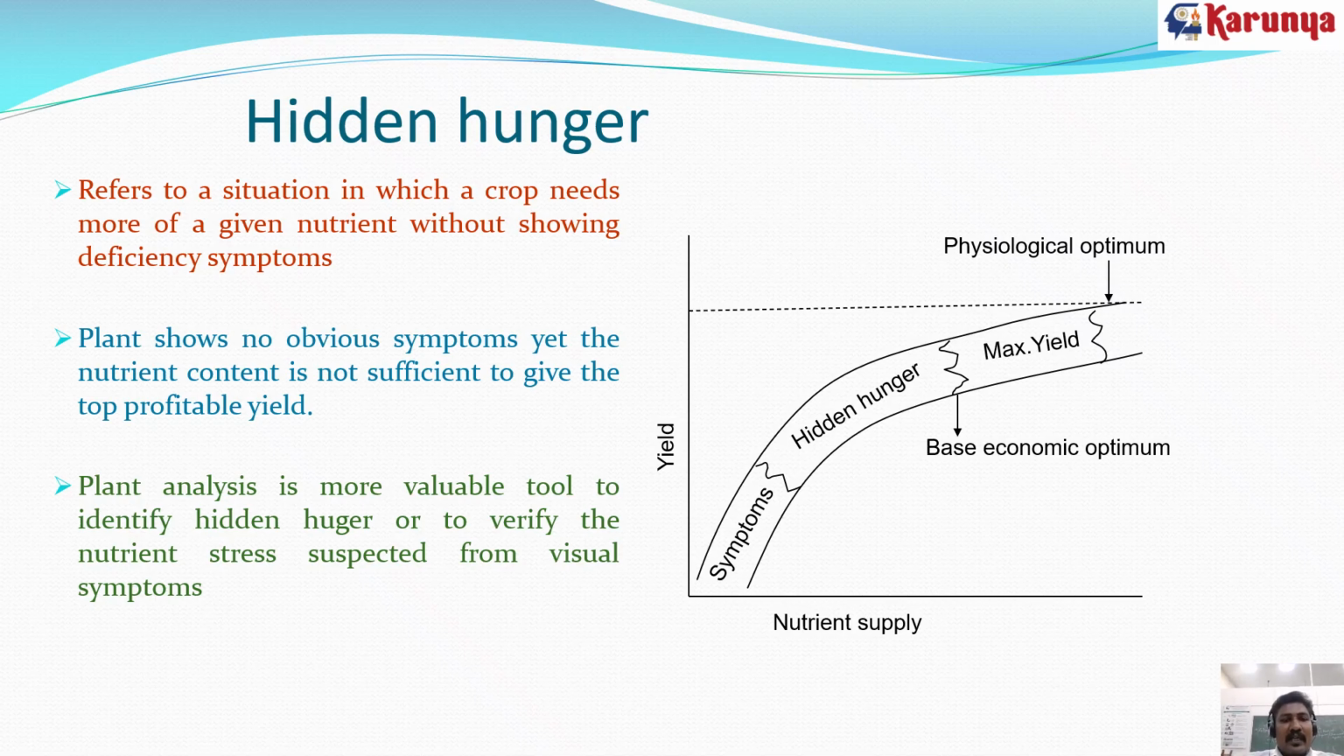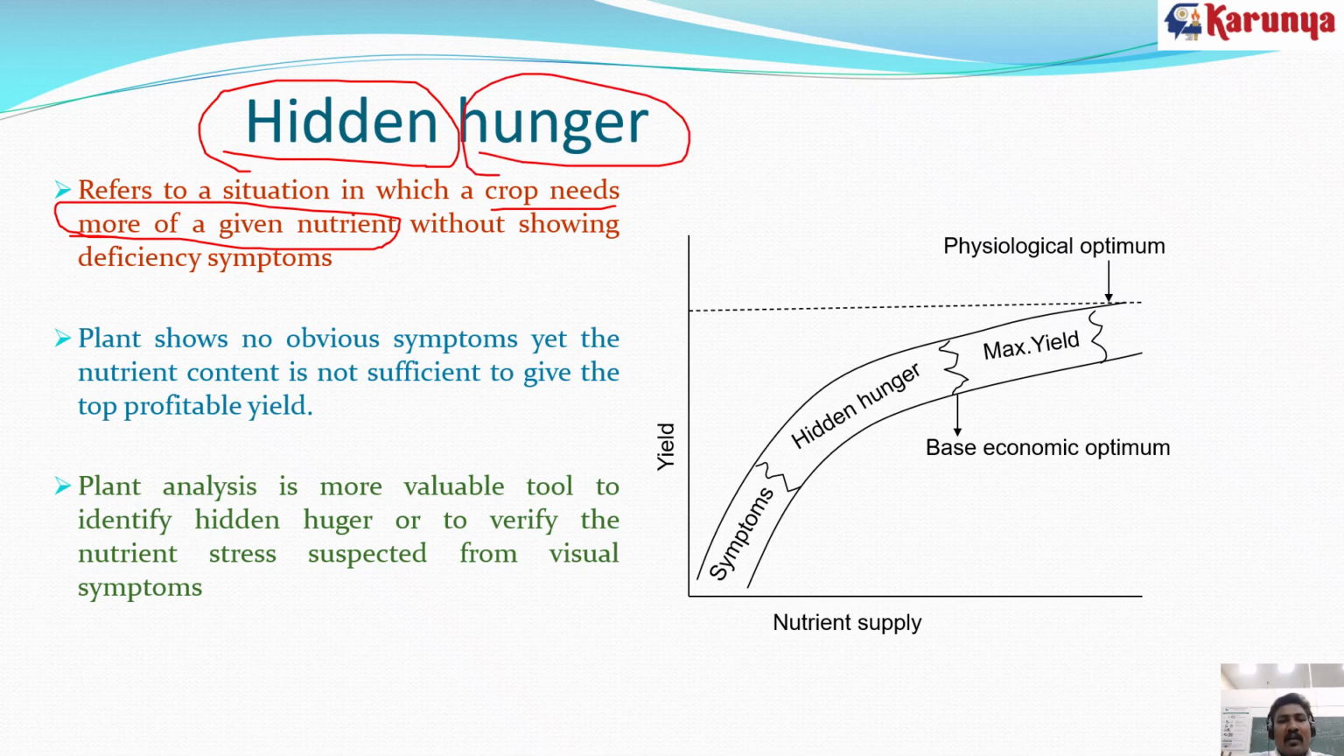So you can see here, hidden hunger. It refers to the situation in which the crop needs more of a given nutrient without showing deficiency symptoms. The plant will not show any deficiency symptoms, but the crop needs more amount of nutrient. This is called hidden hunger, nothing but hiding. The hunger is hiding. The deficiency symptom is hiding, but the plant needs more amount of nutrient.